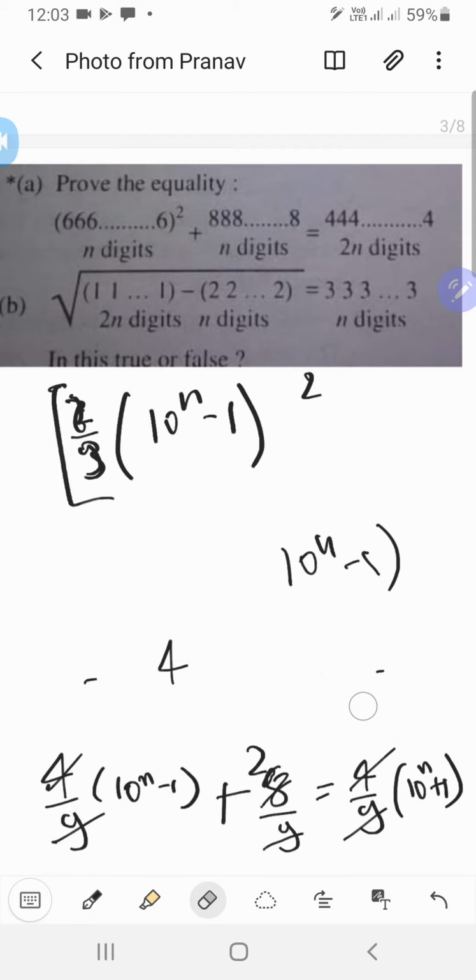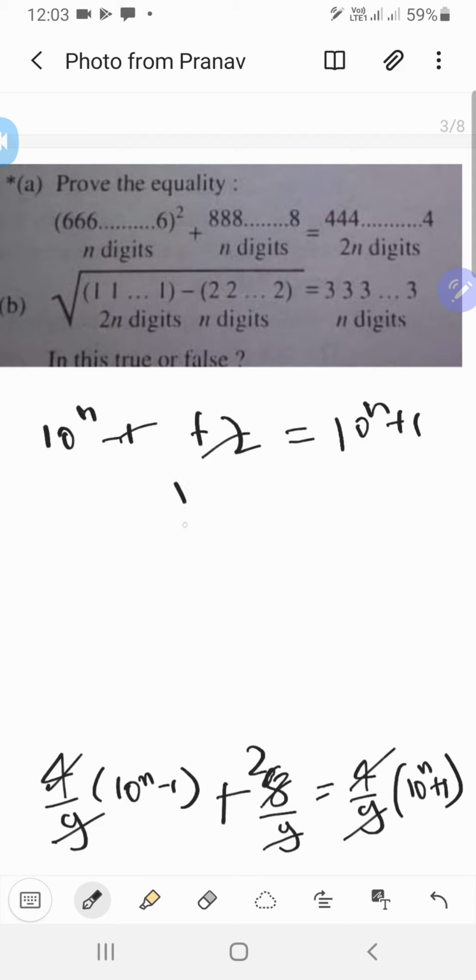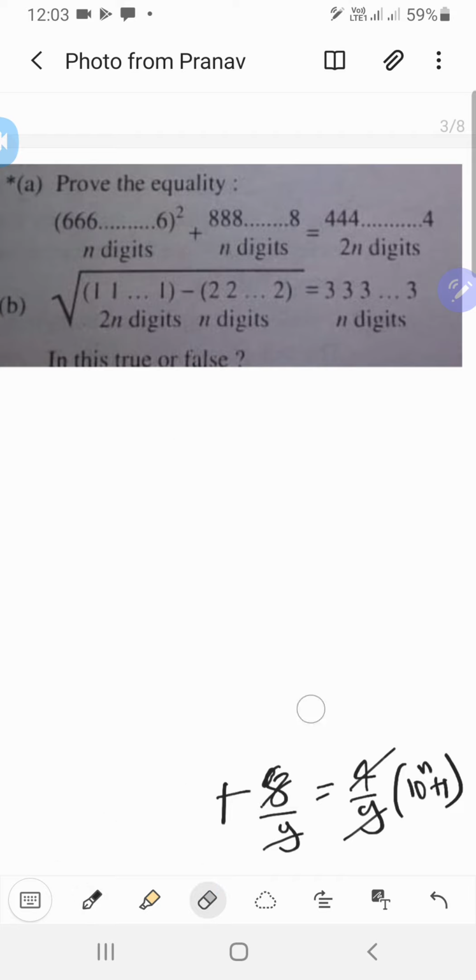Okay, that's nice. Just erase everything right now. So you get 10 to the n minus 1 plus 2 equals 10 to the n plus 1, which is obviously true because minus 1 plus 2 is just 1, so this thing is obviously equal to this thing, so that's nice. So yep, this is a legit equality and we have proved it.